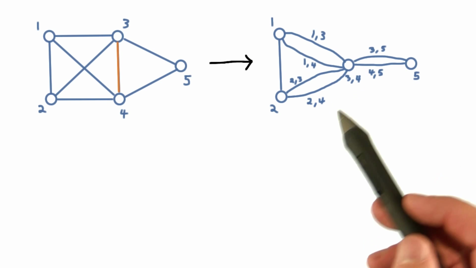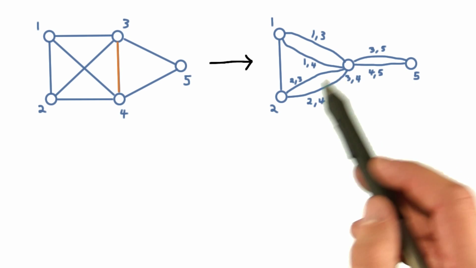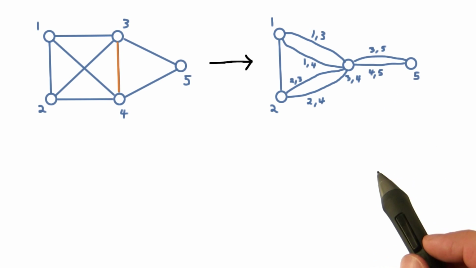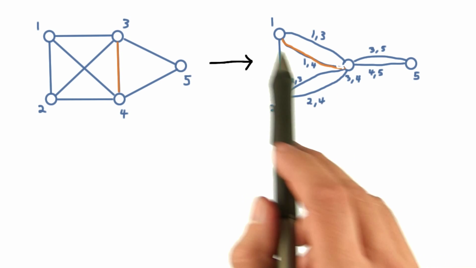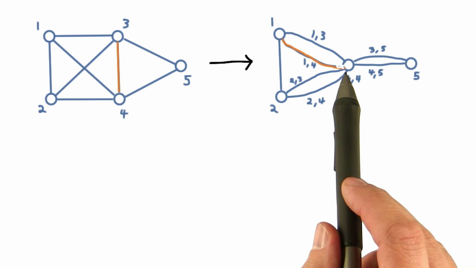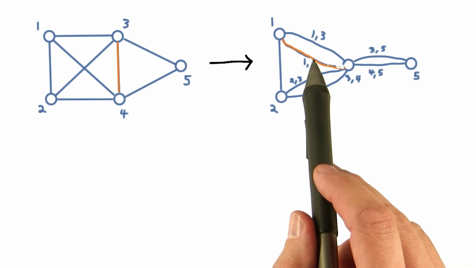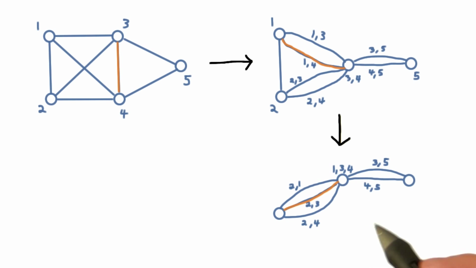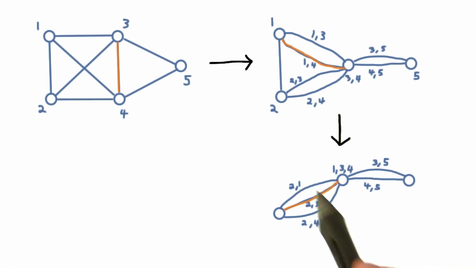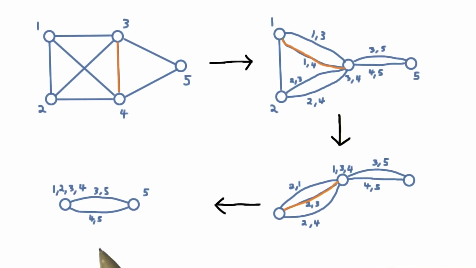Note that we keep all the other edges in the graph, even if they end up being parallel, that is, between the same two vertices. From this graph, suppose that we choose this edge here. Then contracting this edge will delete this edge, as well as this parallel edge here, like so. From this graph, suppose that we contract this edge, deleting these two here as well. Then the final result is this graph here.